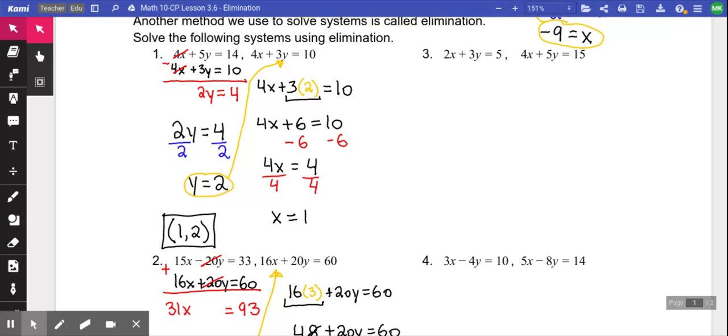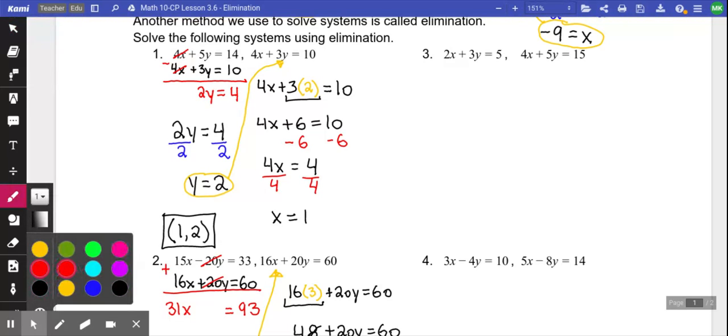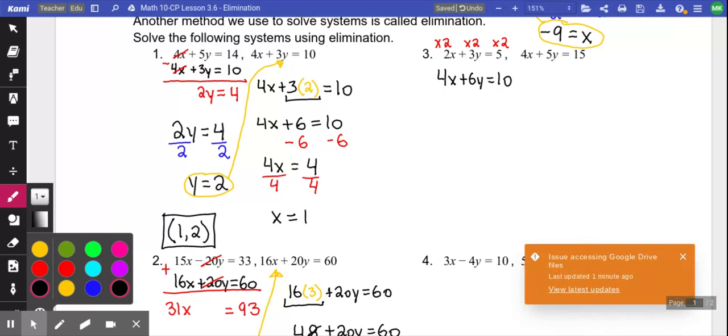If I multiply this thing by 2, 2 times 2 will become 4. Now my coefficients on the x's are the same. Remember that when you multiply something, it's everything in that equation. You can't just do 2 or 3. You have to do all of them. So I'm going to multiply everything by 2 to give me a new equation of 4x plus 6y equals 10.